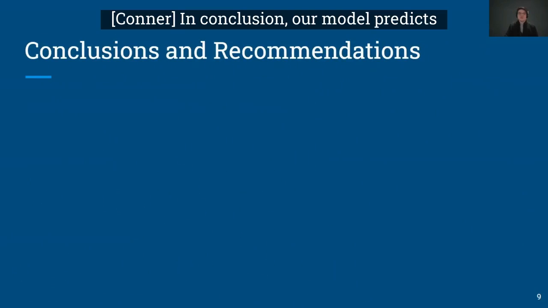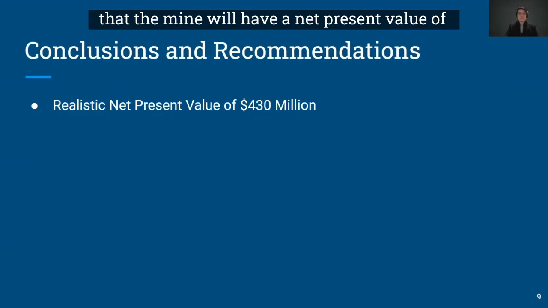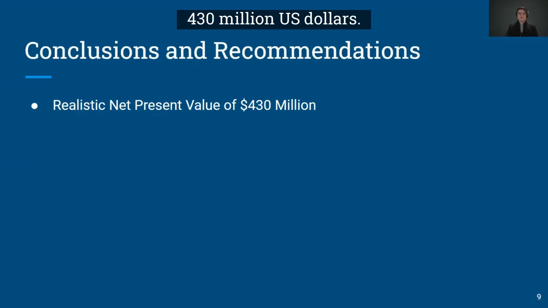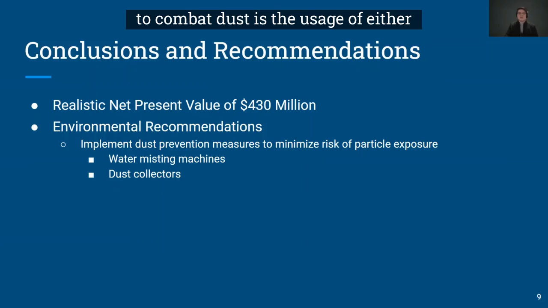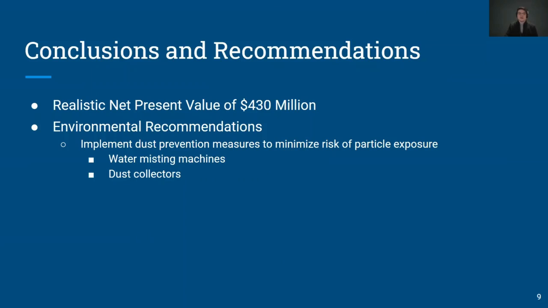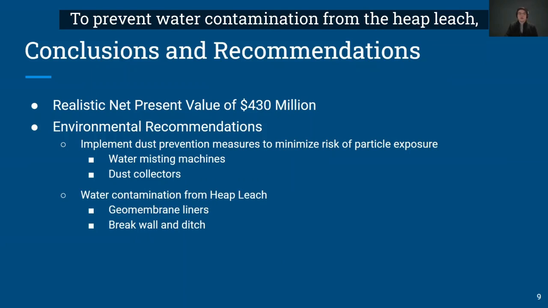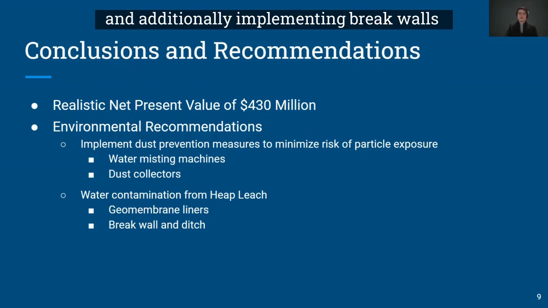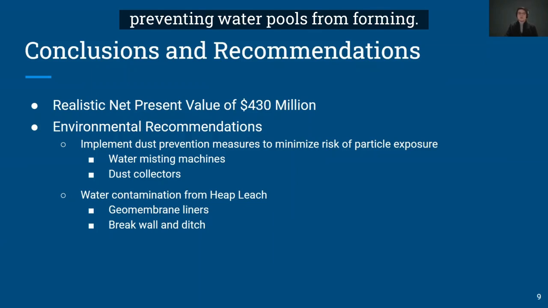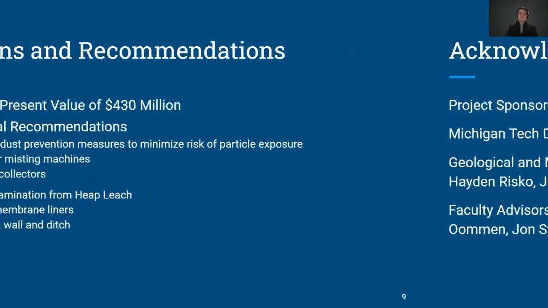In conclusion, our model predicts that the mine will have a net present value of $430 million US. Our recommendations for the Imperial Mine project to combat dust is the usage of either water misting machines or dust collector vacuums. And to prevent water contamination from the heap leach, we recommend installing geomembrane liners and additionally implementing break walls to funnel the runoff to a pump, preventing water pools from forming.